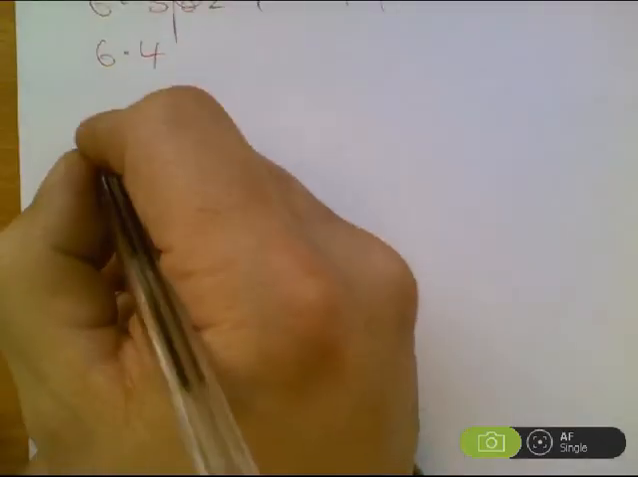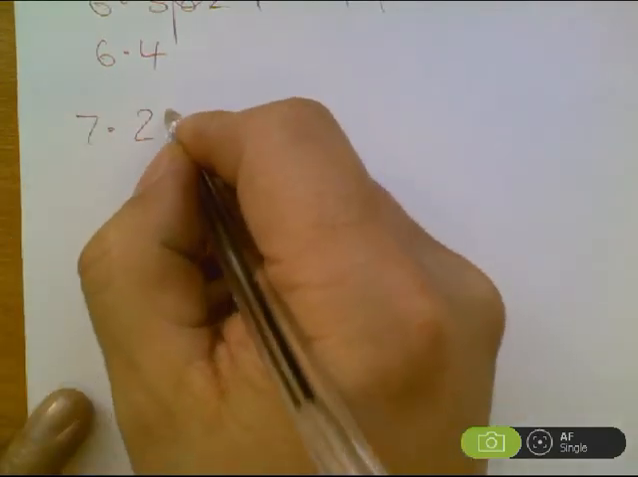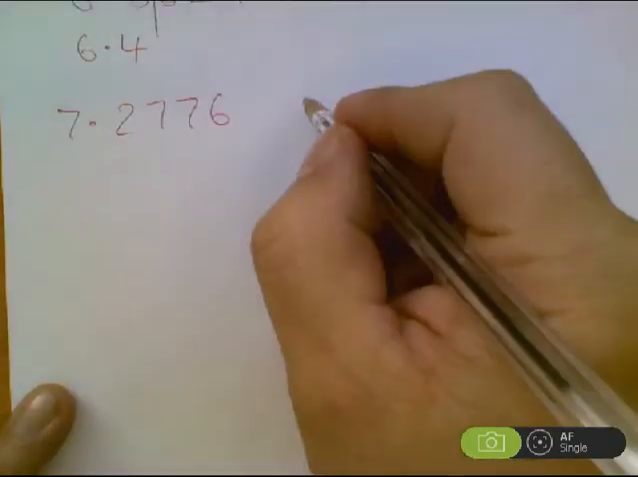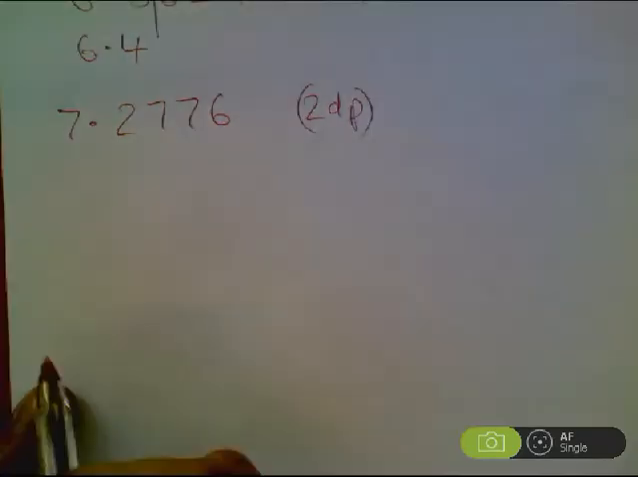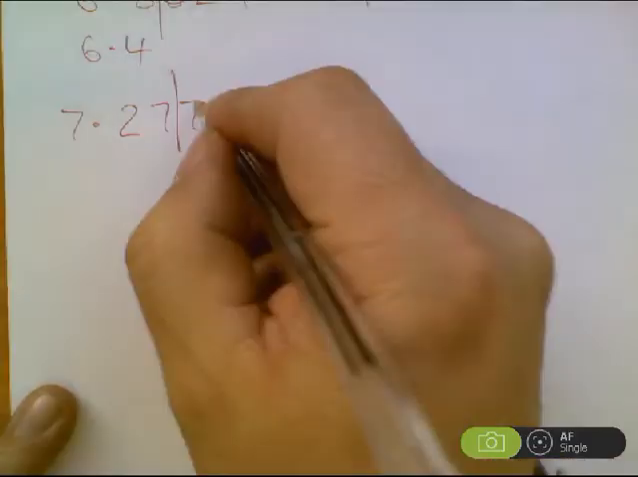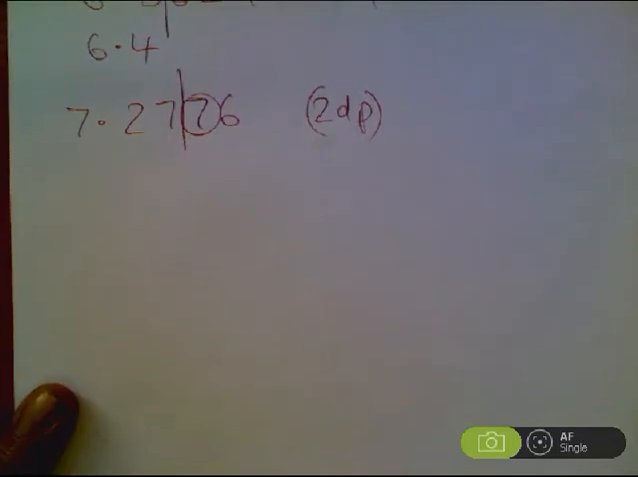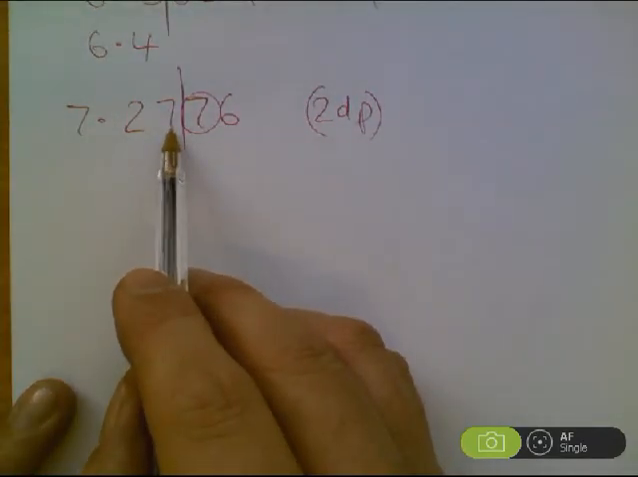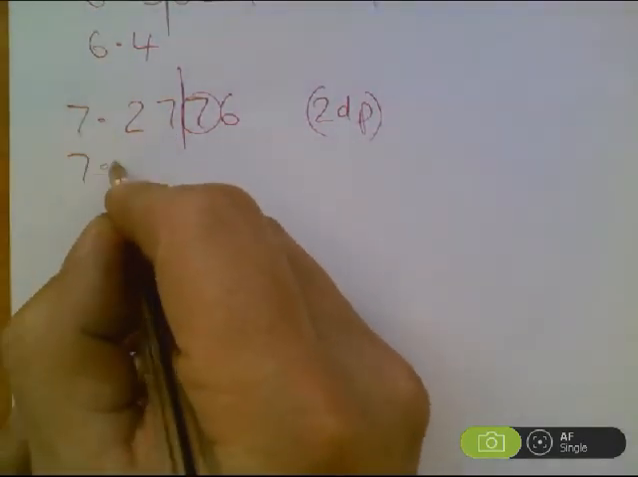Let's give another example of that. So 7.2776, and I want to round that to two decimal places. So there's my first, there's my second, cut there. Again, look at this digit to the right of my cut. That's a 7. So again, I need to round this last digit up by 1. So it becomes 7.28.